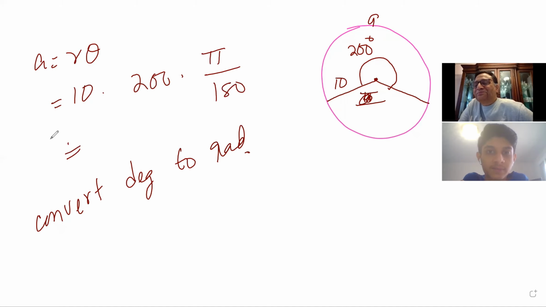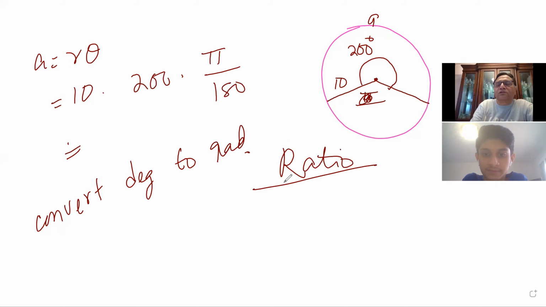Is that clear to you? Yes, sir. So that is how you could find arc lengths. But remember, to find arc lengths, it is better to use the angle in degrees, correct? Actually, let me just tell you an alternative method. You could also use ratio. But again, you will see that pi comes automatically.